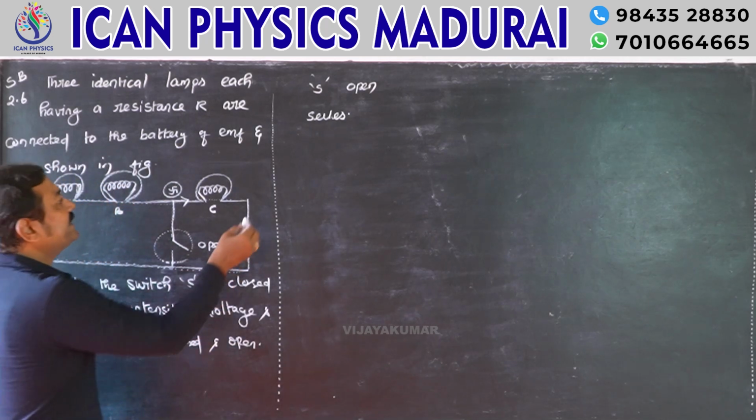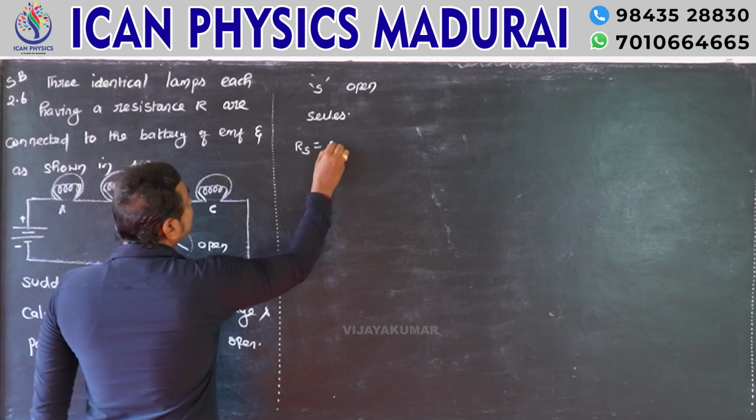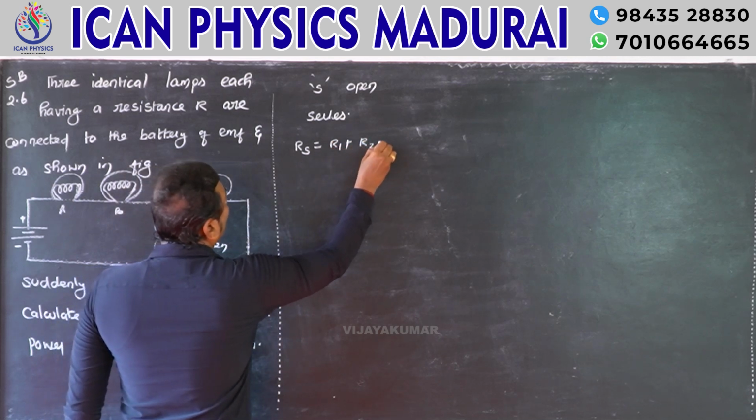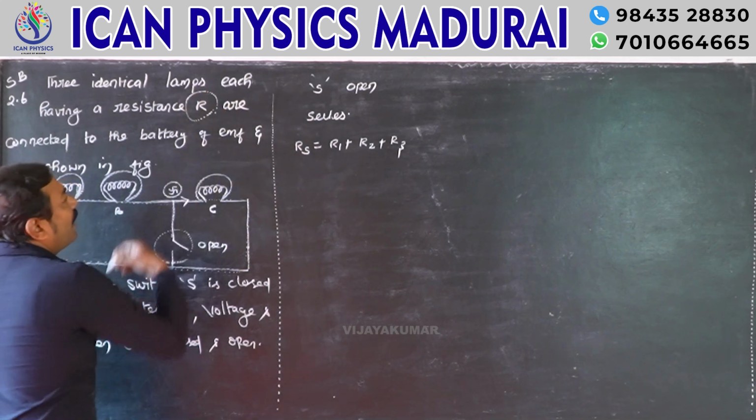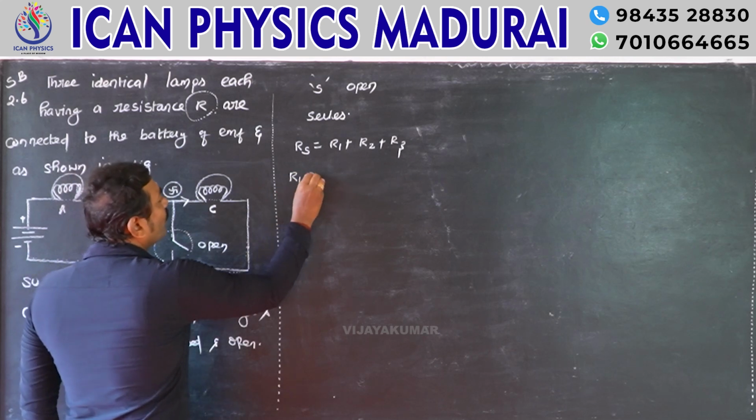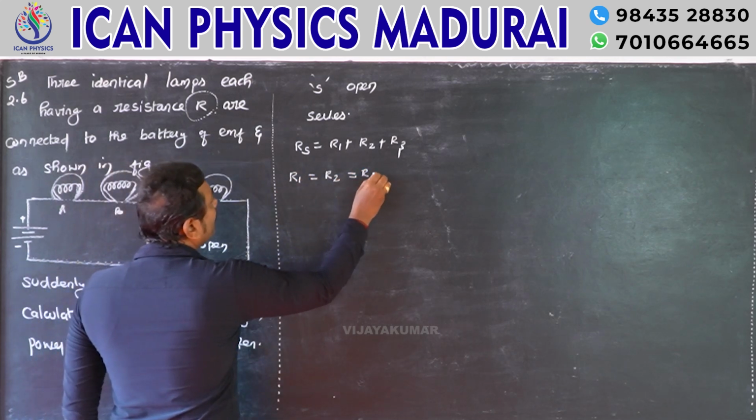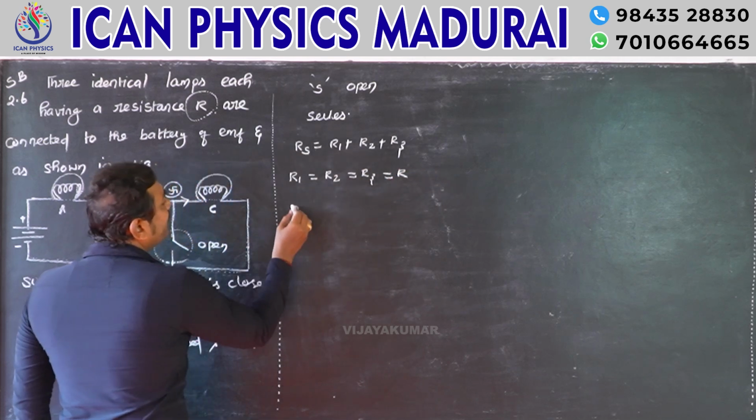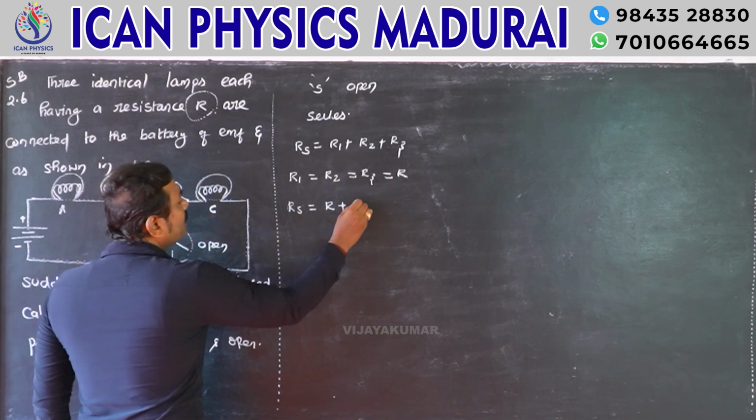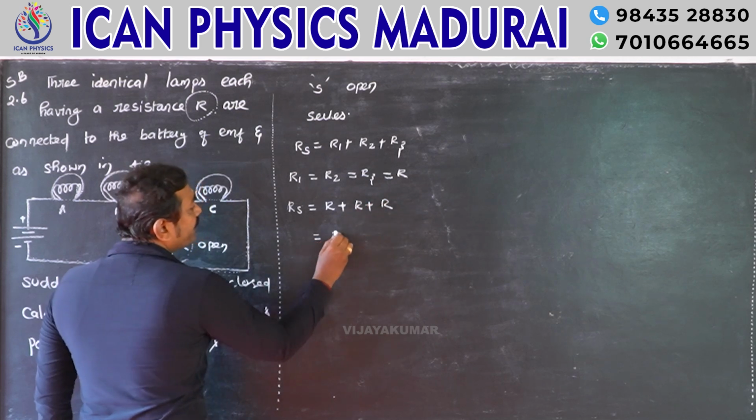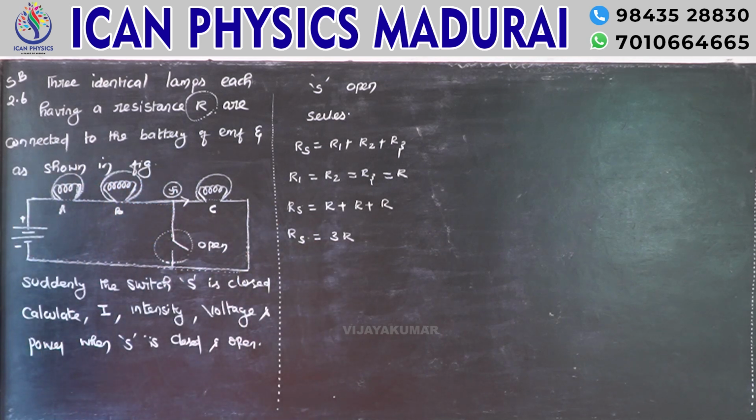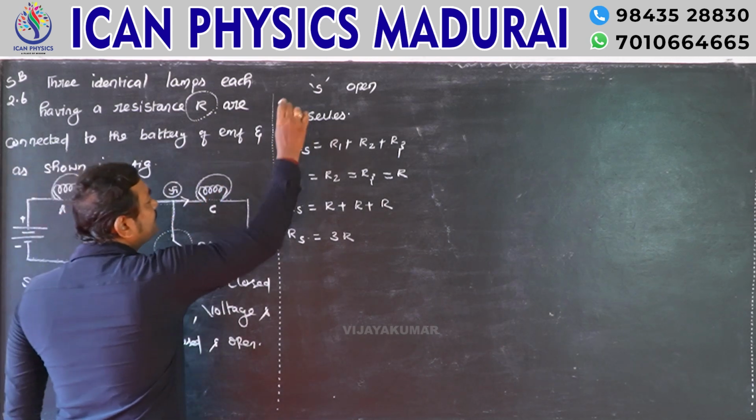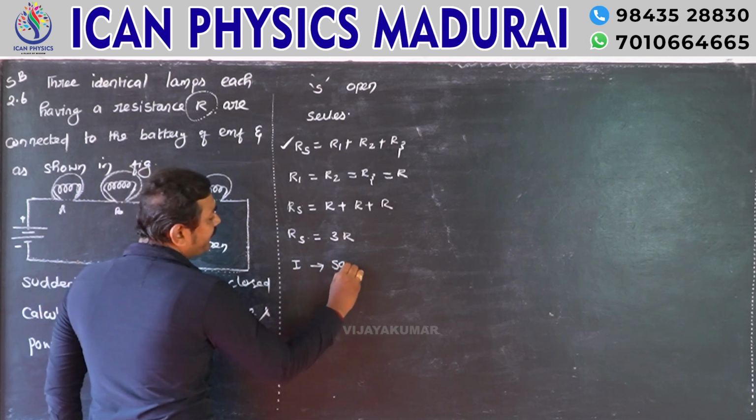When it is connected in series, then automatically we can go for Rs equal to R1 plus R2 plus R3. Each has a resistance of R. So we can say R1 equal to R2 equal to R3 equal to R. Finally Rs equals R plus R plus R, which is 3R. What are they asking? What is the current flowing through it? When the resistors are connected in series, the current will be the same.